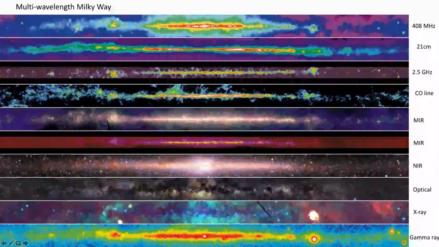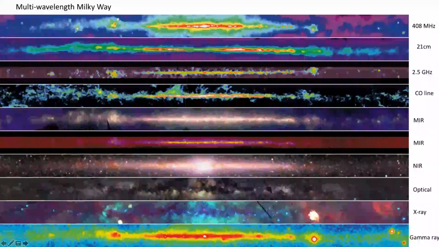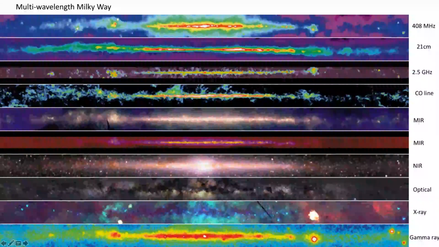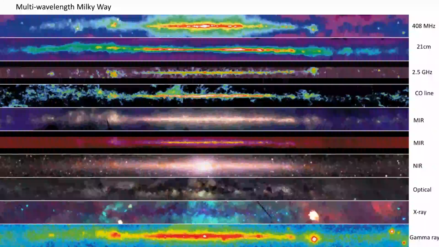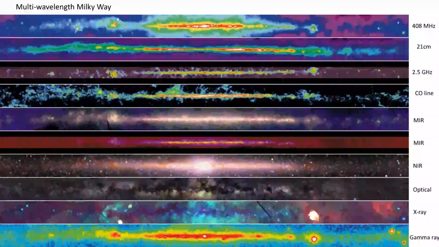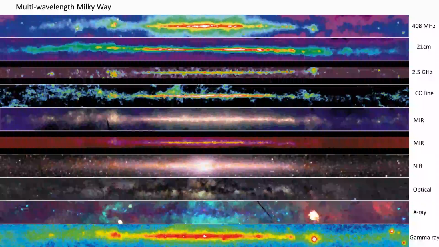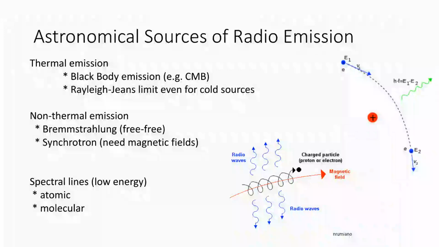But these top three here are all radio views of the Milky Way, all different parts of the radio spectrum or ways of doing radio astronomy that get us at different physical properties of the Milky Way. We can probe different things. We can probe different physical mechanisms that make light, that make this electromagnetic radiation, by looking at it in different wavelengths. So there are three categories of radio emission that's created by objects in the sky.